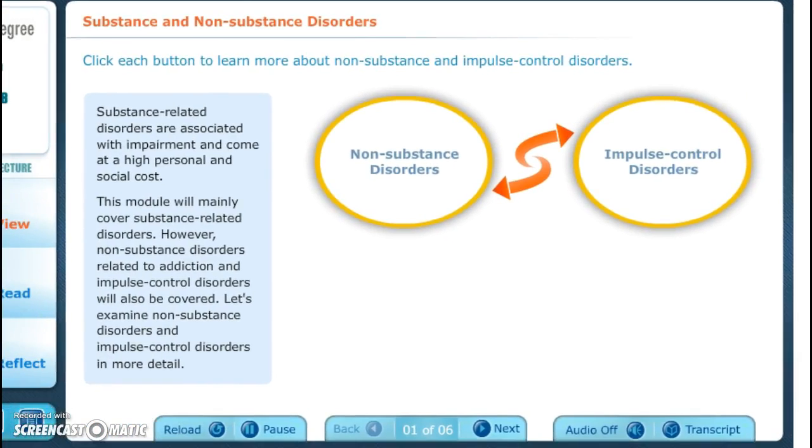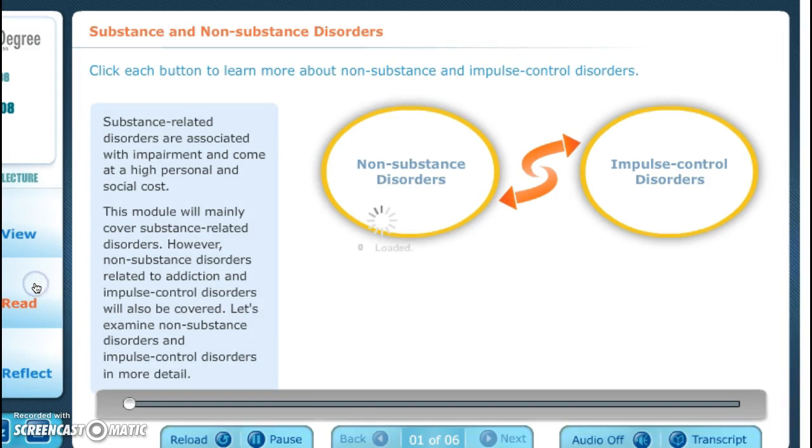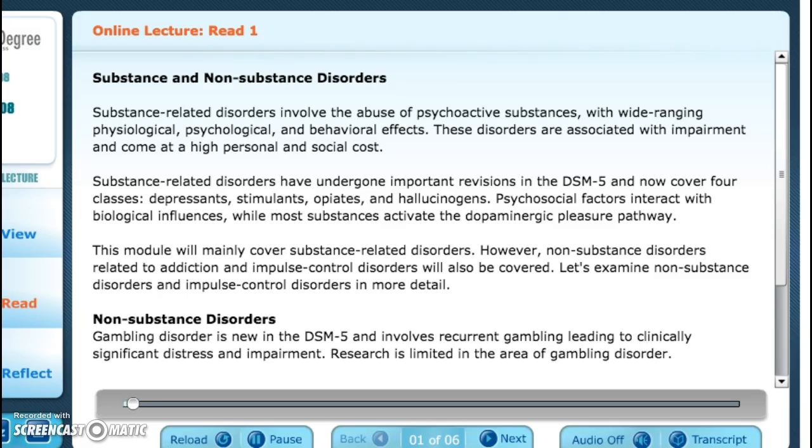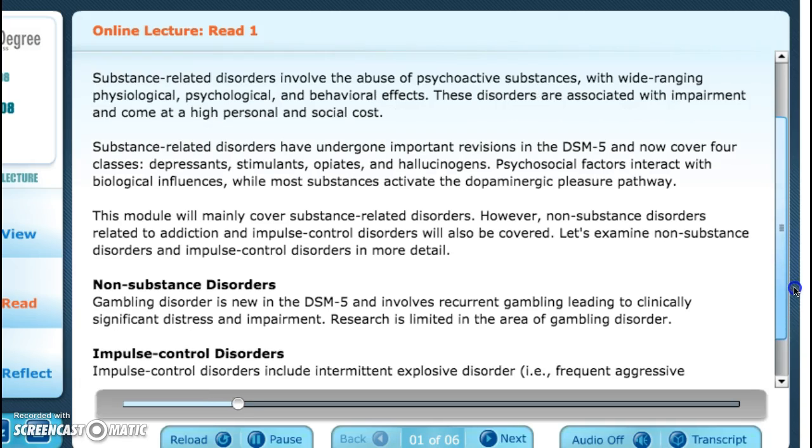Substance-related disorders involve the abuse of psychoactive substances, with wide-ranging physiological, psychological, and behavioral effects. These disorders are associated with impairment and come at a high personal and social cost.